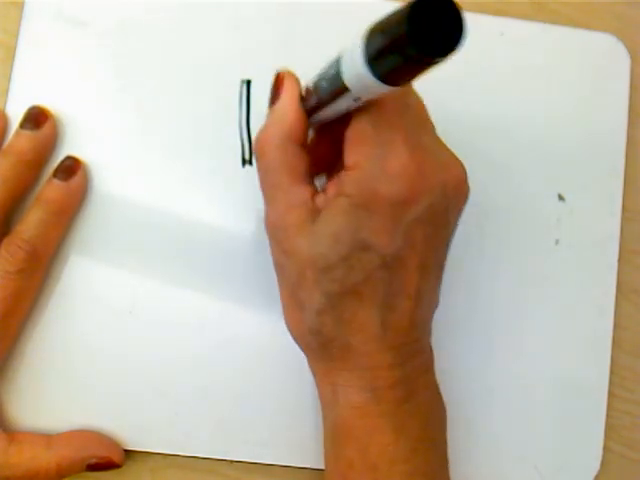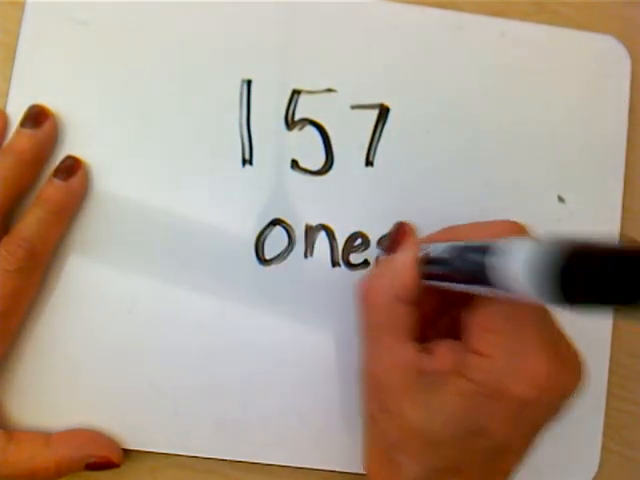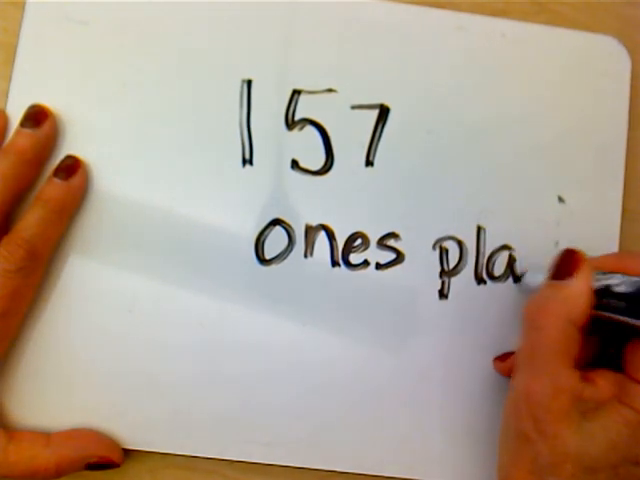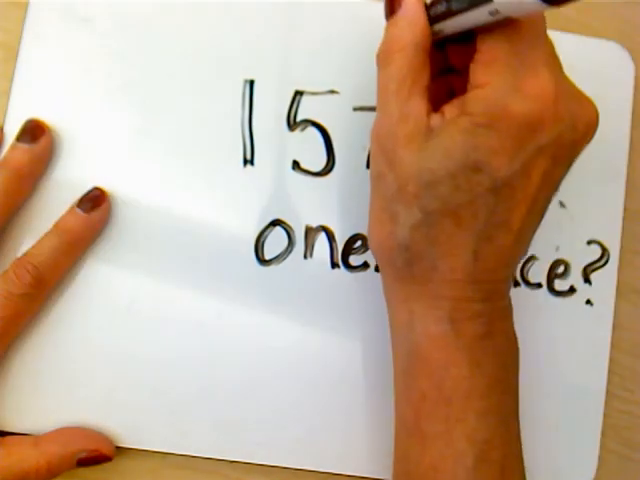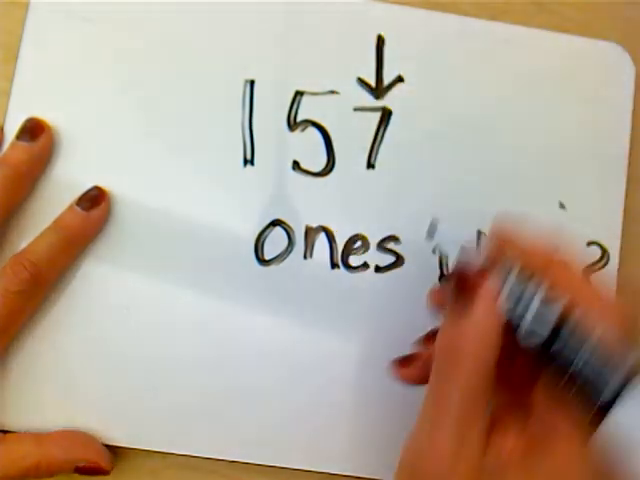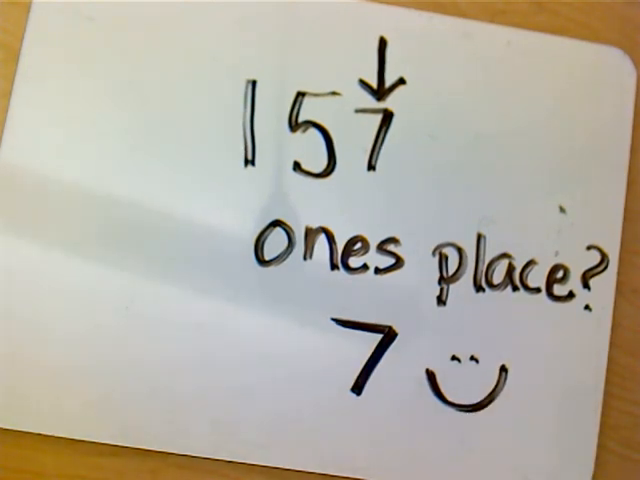Can't make a 10 out of that 7, but I could say that there is 15 tens. Okay, and I would like to know what digit in 157 is in the ones place. What digit is in the ones place? Well, if you said, well, Miss Starr, that's pretty easy, that would be 7, you would be absolutely correct. There's a 7 in the ones place.